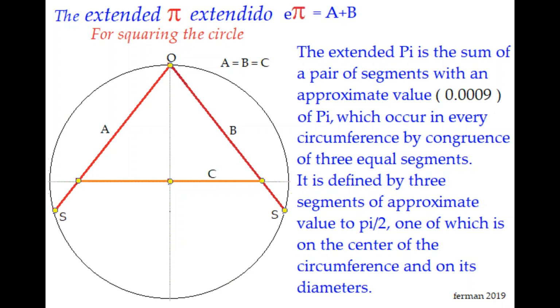In any case, the important thing here is to consider that the extended pi is a property and element of all the circumferences, and that it can be used, for example, to square the circle within the measurement margins that the ruler and compass can do.